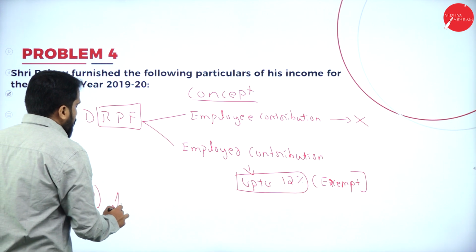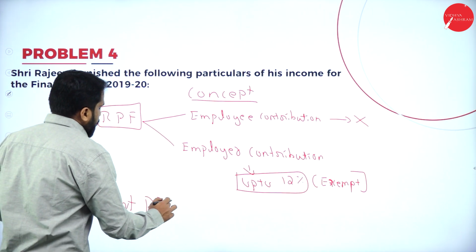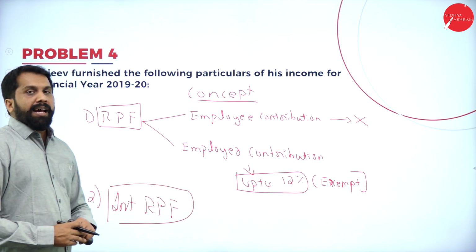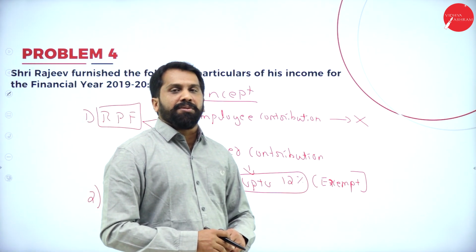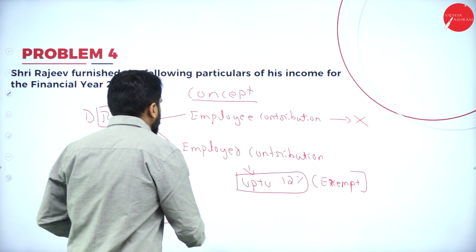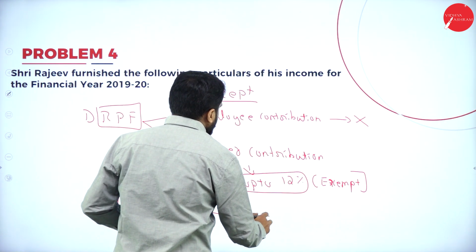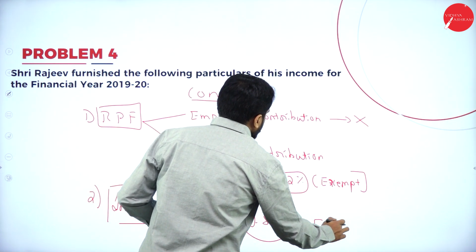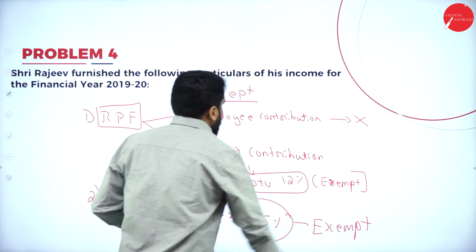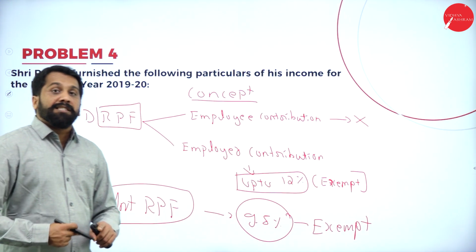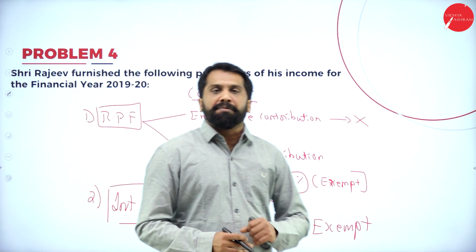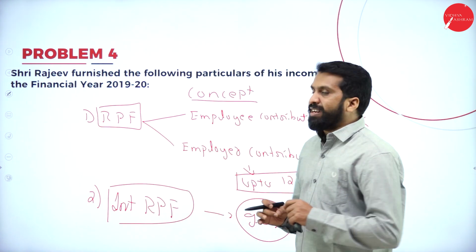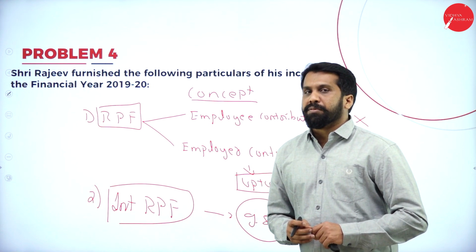Second one, interest on RPF. You will not get only RPF or Provident Fund, along with that you will get interest also. Now, up to 9.5% exempt. Up to 9.5% exempt. If it is above 9.5%, then we call it taxable. Clear? So these two are very important concepts. Write them down.